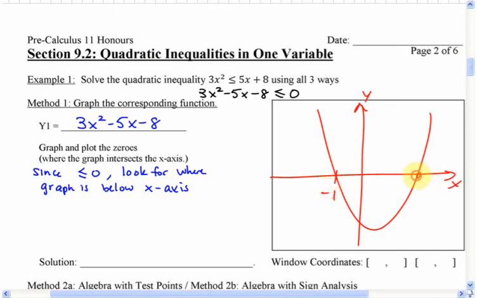Negative 1 and what? 2 and 2/3? Yeah. Oh, 8 over 3. Right. Okay. That's good. Yes, it is.